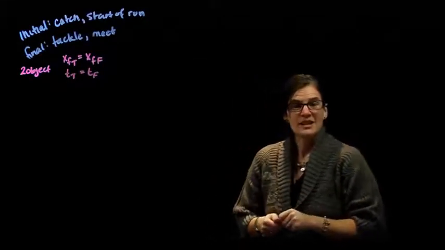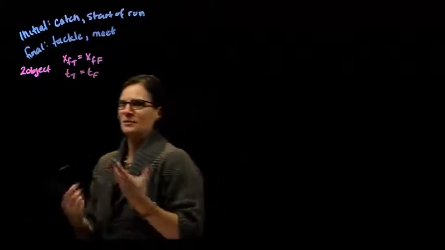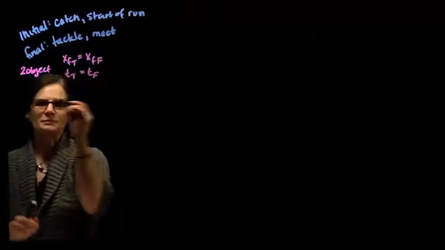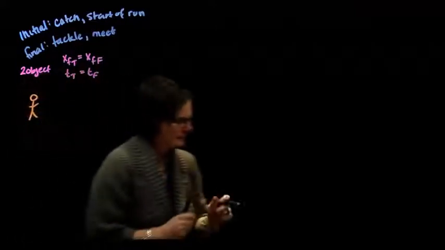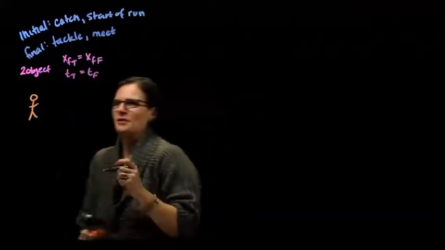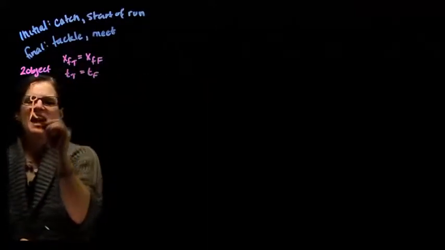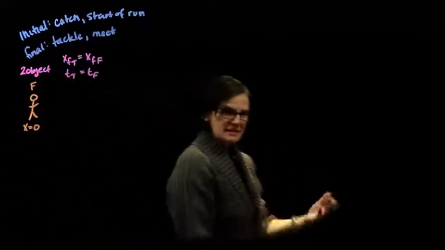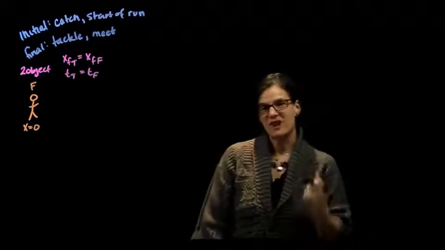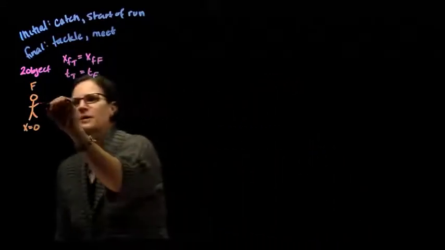So thinking about those relationships right off the bat is going to be really helpful in our problem solving. All right, now we have to identify the world and draw our picture. So here we have Fred. Let's say that Fred starts at x equal to 0. We'll define the origin at the location Fred catches the football. We need to have the football in his hand. There it is.